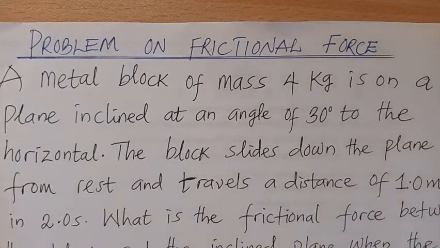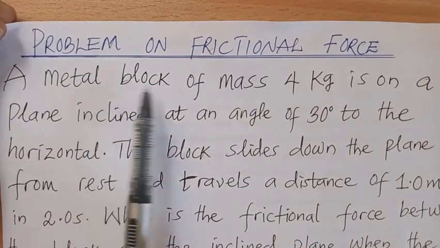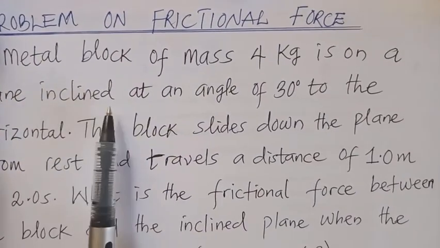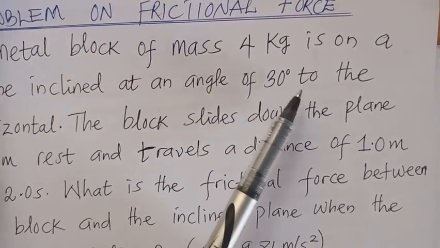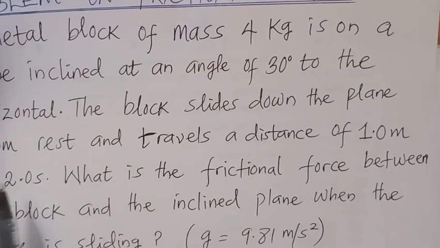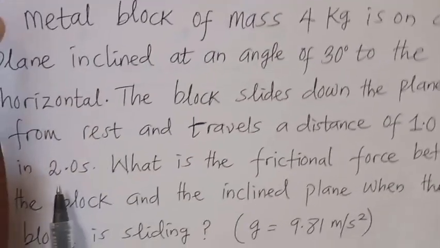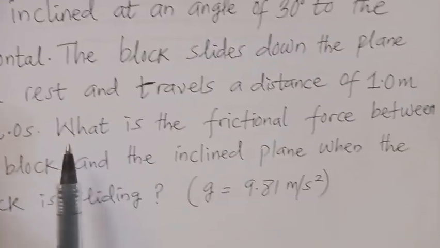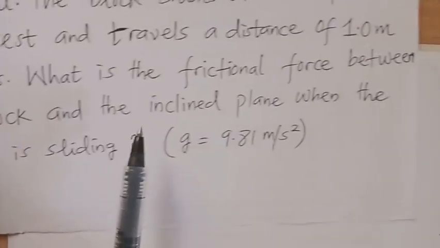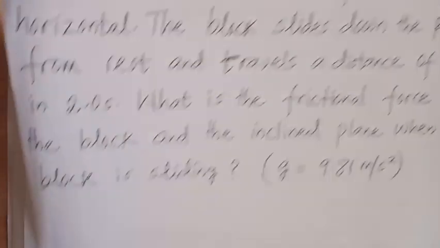Let us read the problem and begin to solve it. They said a metal block of mass 4 kilogram is on a plane and the plane is inclined at an angle of 30 degrees to the horizontal. The block slides down the plane from rest and travels a distance of 1.0 meters in just 2.0 seconds. What is the frictional force between the block and the inclined plane when the block is sliding?